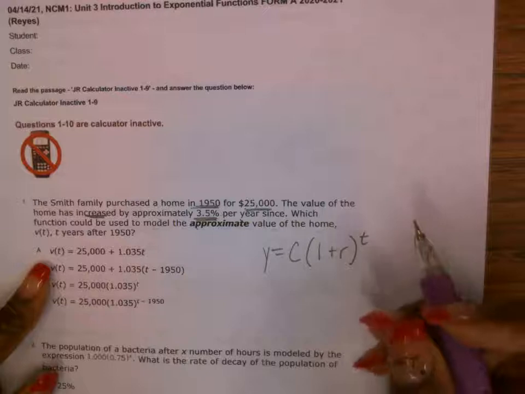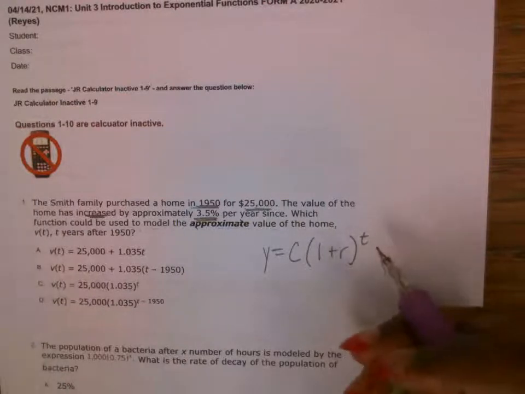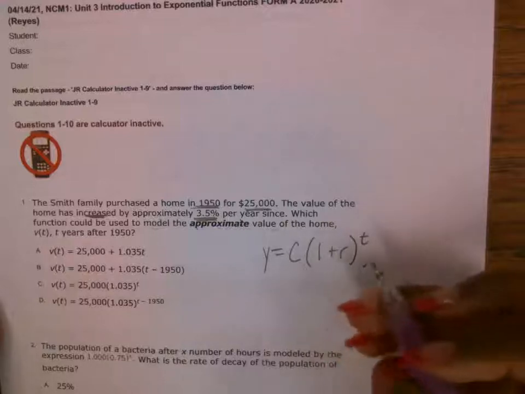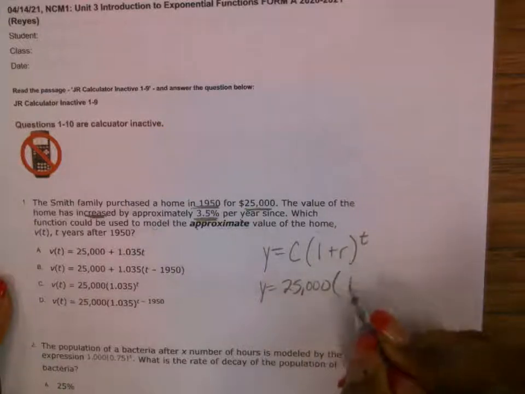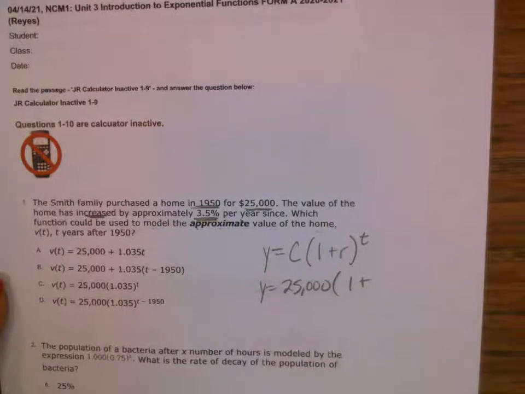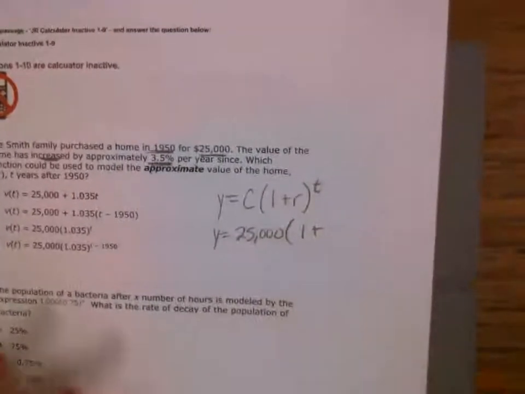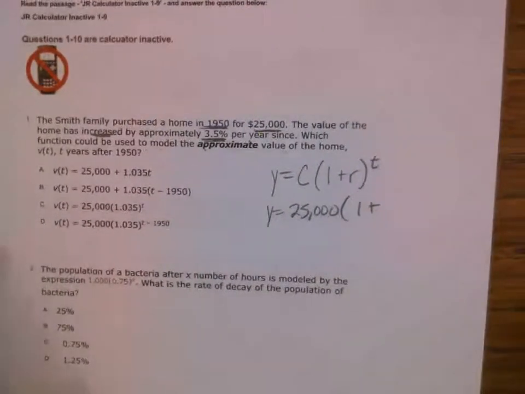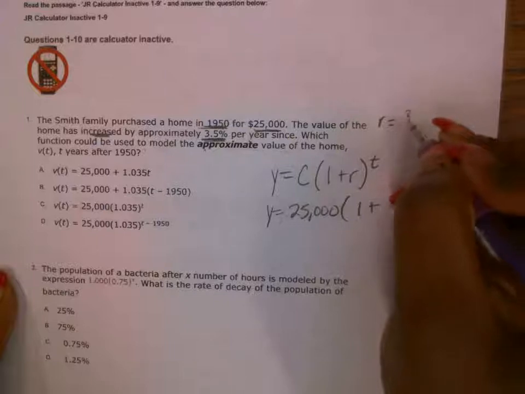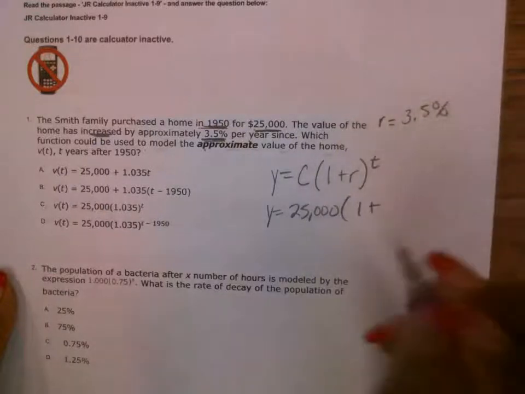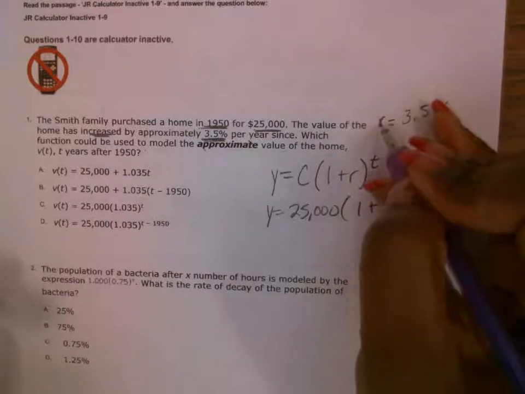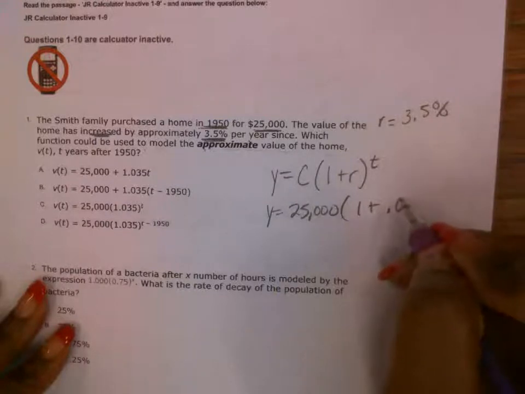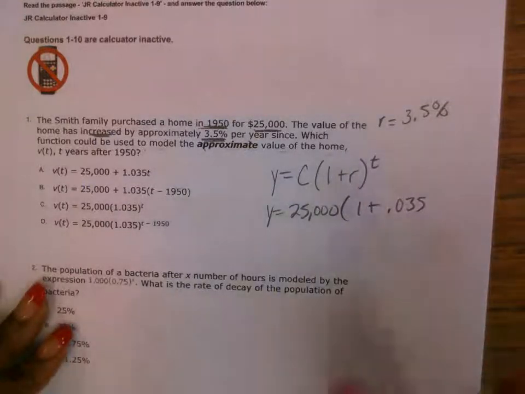All right. What's gonna be my C? What's my starting amount? Very good, 25,000. Excellent job. 1 plus, what's my R gonna be? It's 3.5%, but I have to change the 3.5% to a decimal before I can plug it in. To change that to a decimal, I move it 2 places to the left. So that's going to be 0.035. Questions about that?